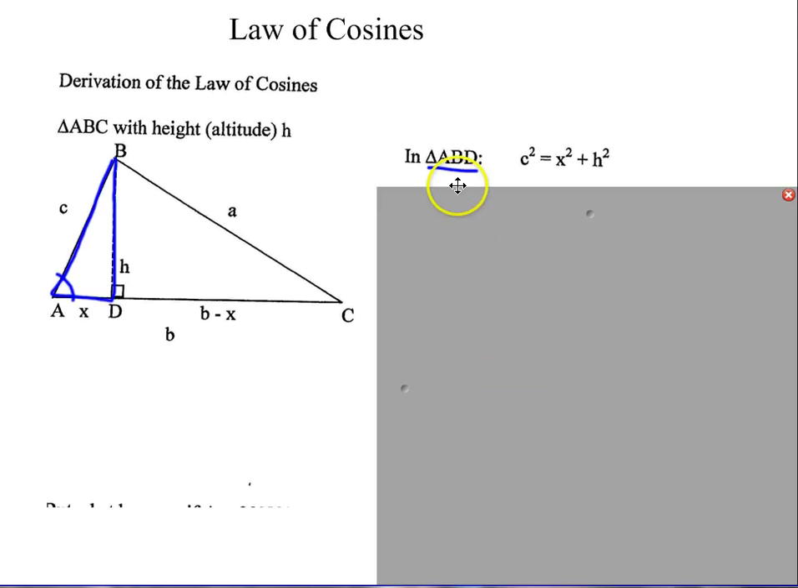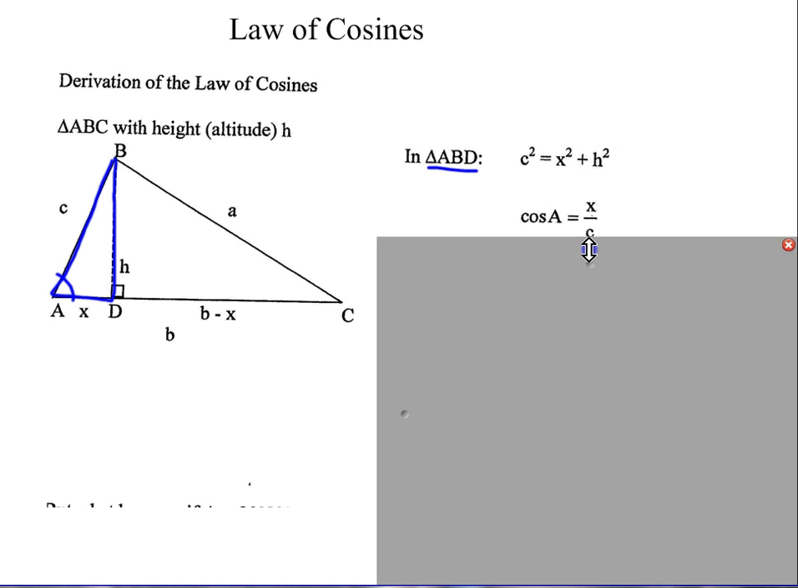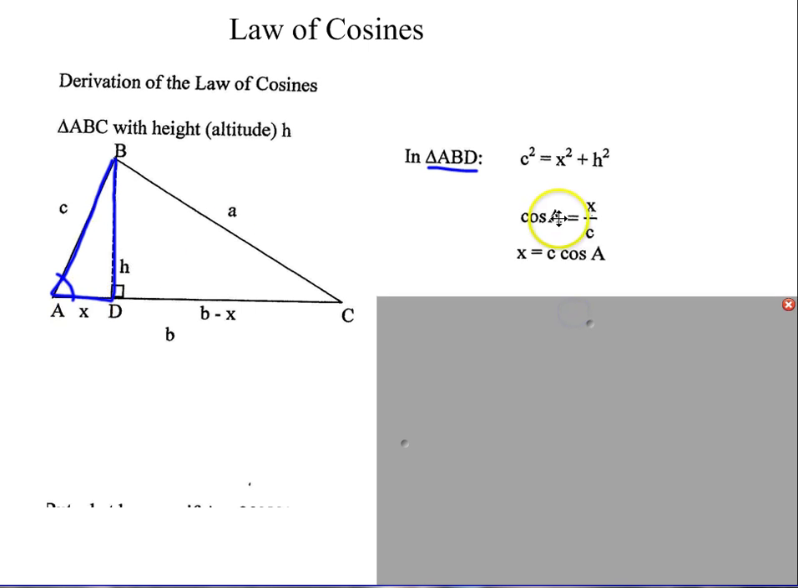Okay, so first off, it's sort of broken out into sections. It says triangle ABD. That's this triangle right here in blue. Take a color and outline that triangle. Hopefully you can see that this is just the Pythagorean theorem for that triangle. Okay, this is just SOHCAHTOA. This is cosine of A equals adjacent x over hypotenuse c. And then I can multiply both sides by c and get rid of the fraction. Hang on to that, we're going to use that later.